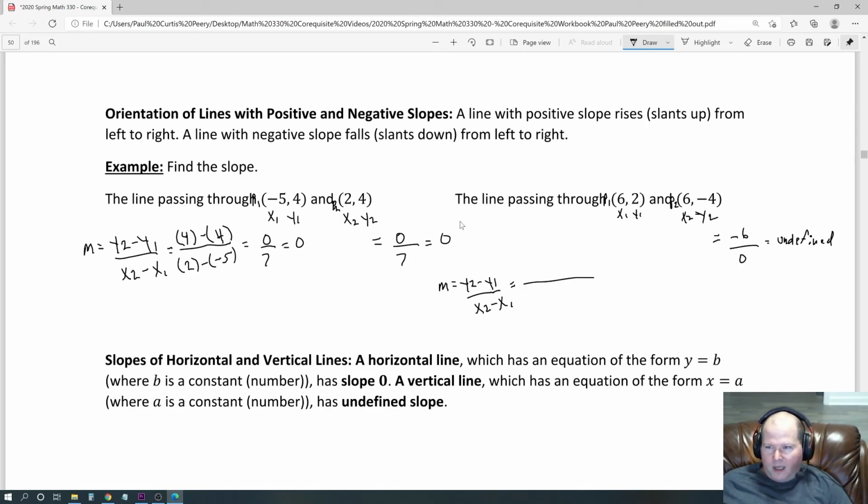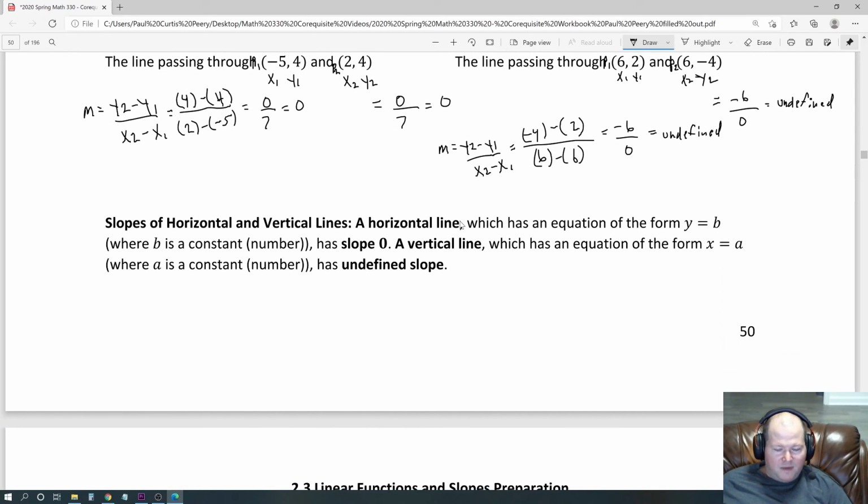Okay, so y2 looks like it is a -4. y1 is a 2. x2 is a 6, and so is x1. So -4 minus 2 is a -6. 6 minus 6 is a 0, and -6 divided by 0 is undefined. So it just confirmed what we did before. Not too bad. And these are the special things you need to memorize about these.